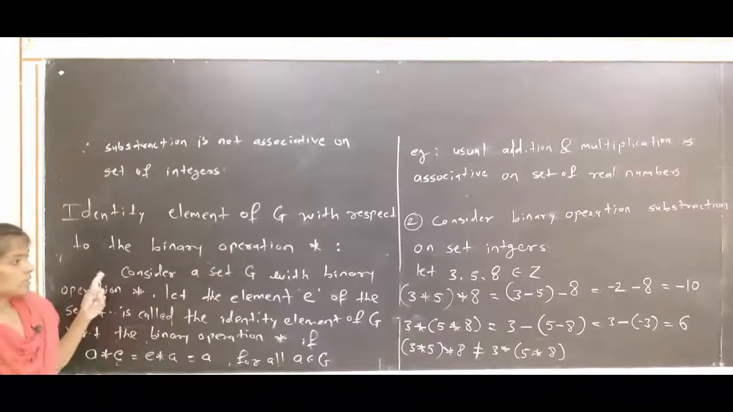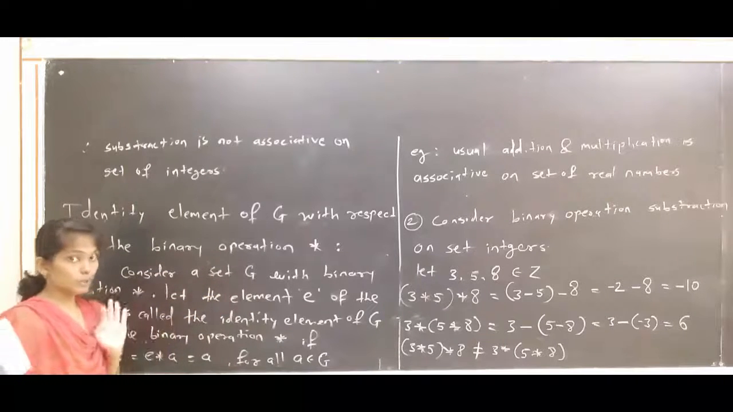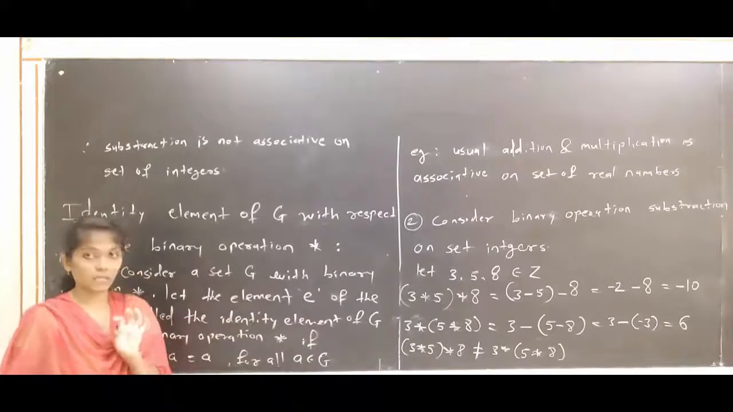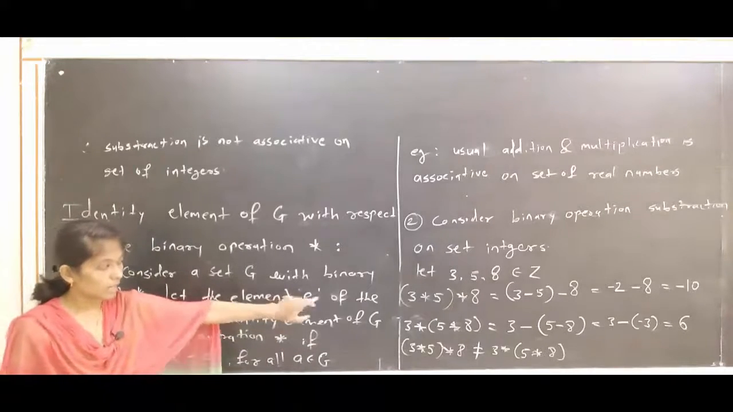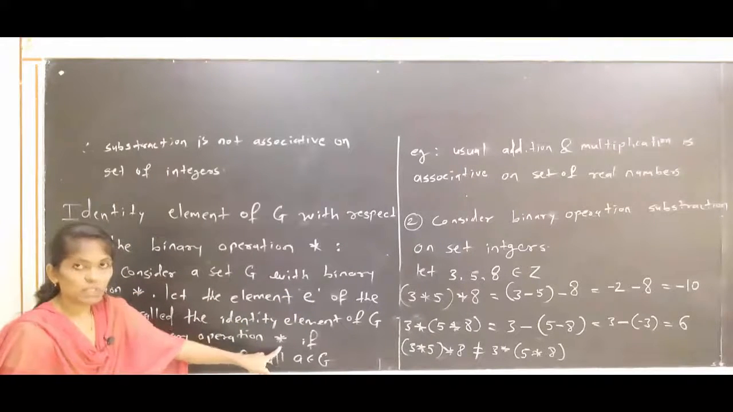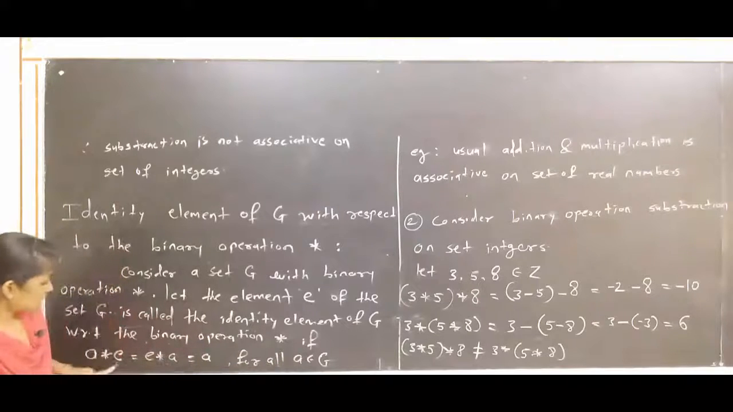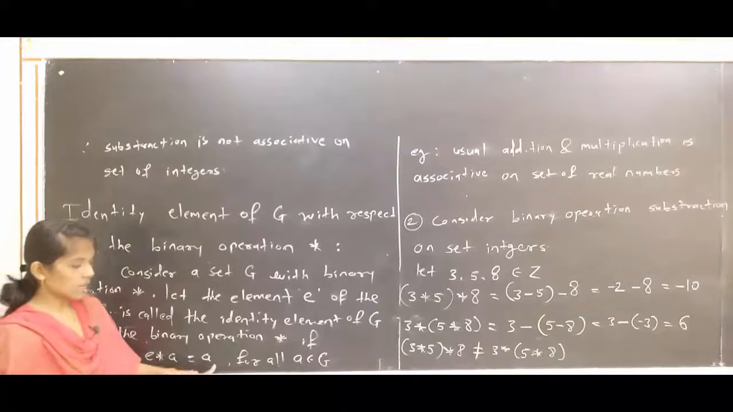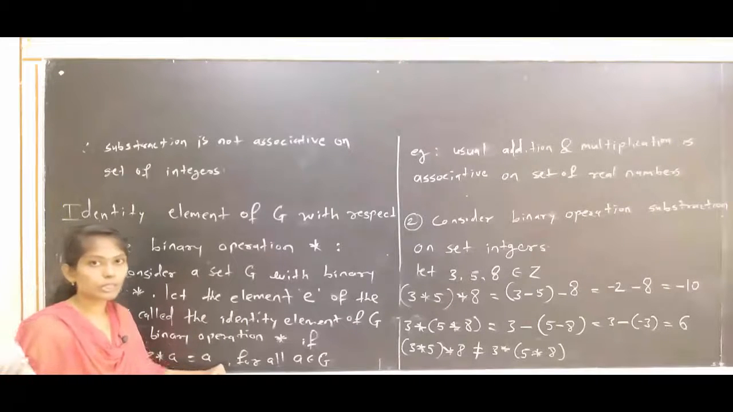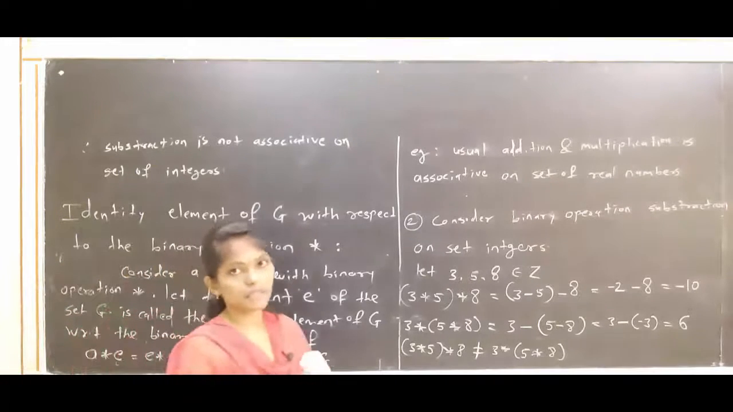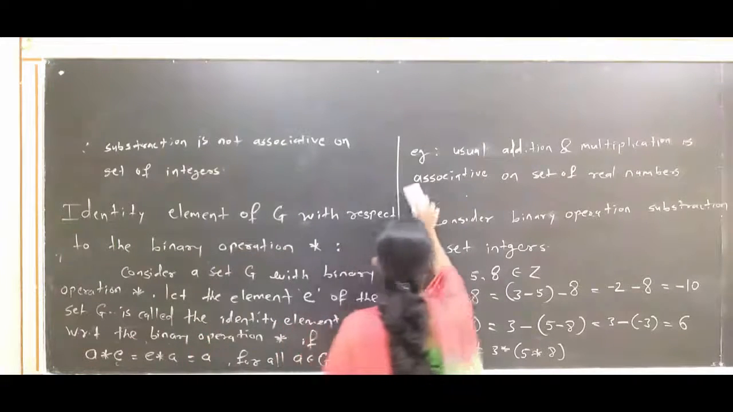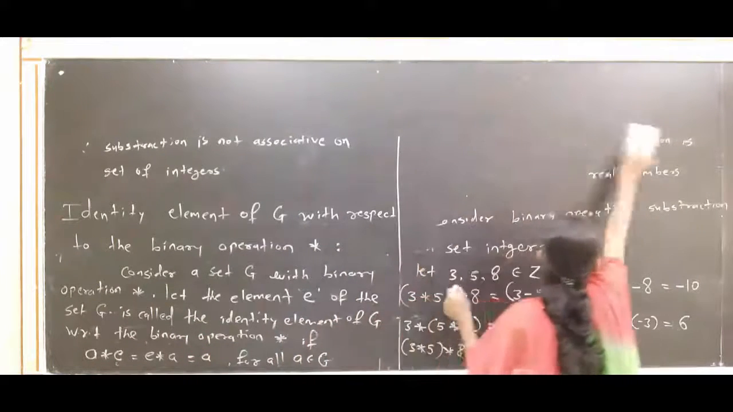So see here identity element of G with respect to the binary operation star. That means if we consider the set G with respect to the binary operation star and E be the element of set G, then E is called the identity element of G with respect to the binary operation star if A star E is equal to E star A is equal to A for all A belongs to G. Now consider the example.